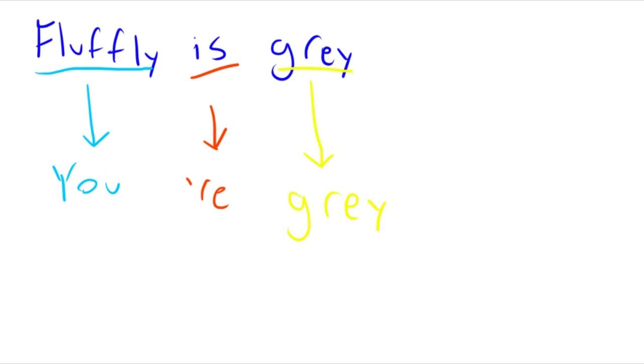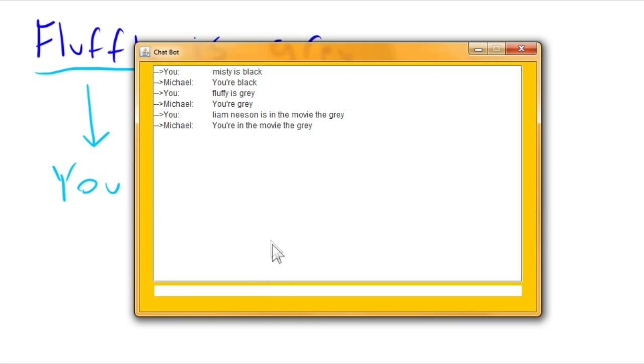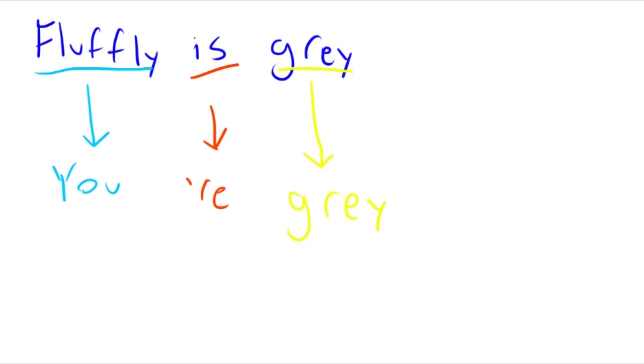So I'll go ahead and grab the program and show you how this works. Okay, so if I say Misty is black, he'll say you're black. If I say Fluffy is gray, he'll say you're gray. If I say Liam Neeson is in the movie The Gray, he'll say you're in the movie The Gray. There you go. And that all just revolves on grabbing the verb, conjugating the verb, whatever's before the verb changes to you, and then whatever's after the verb gets pasted on there as is.